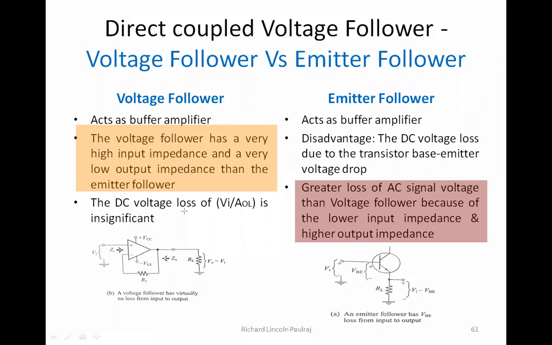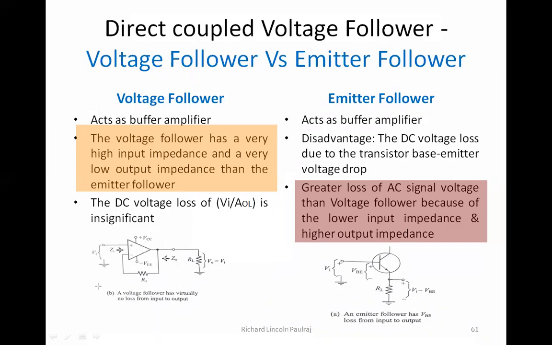So here the DC voltage loss is almost insignificant, right? Because our output impedance is almost zero, so there cannot be any loss. So this is a circuit differentiating both. For the voltage follower, of course, you can draw an op-amp, and then plus VCC, minus VCC, and then the resistance and Z0. Z0 is nothing but the output impedance, RL, and we see that the output voltage is equal to the input voltage, VI.